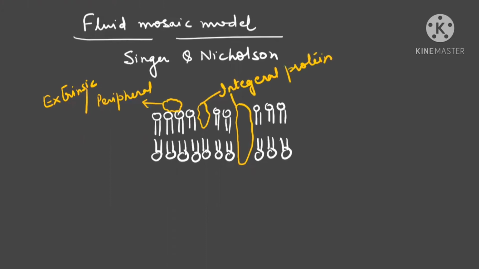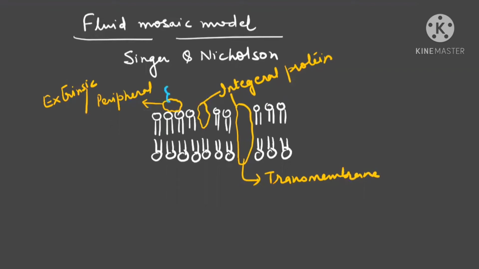And this one, only this one especially, is known as a transmembrane protein. So I hope this much is clear to you. The cell membrane is made up of a phospholipid bilayer with proteins, which can be extrinsic or transmembrane also.